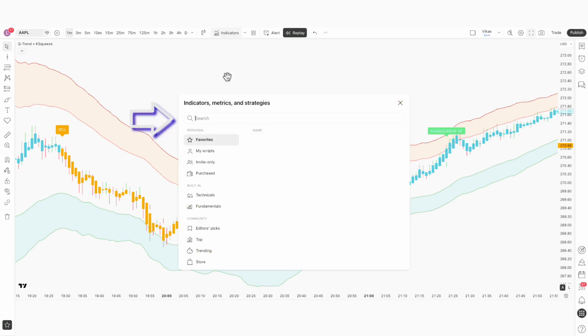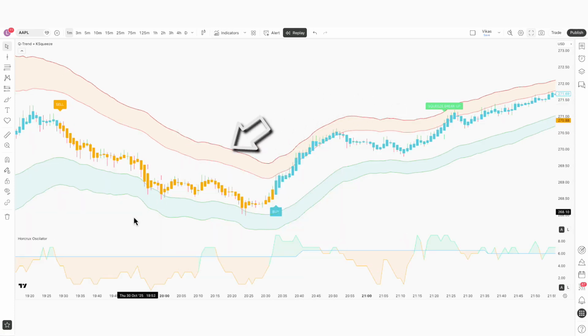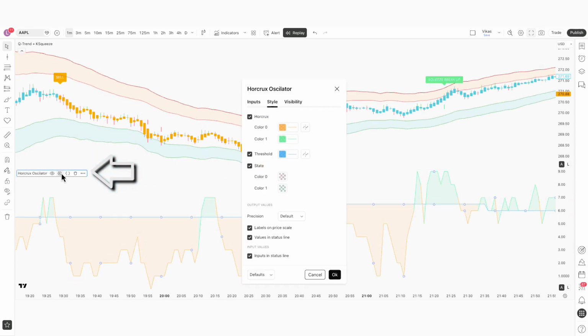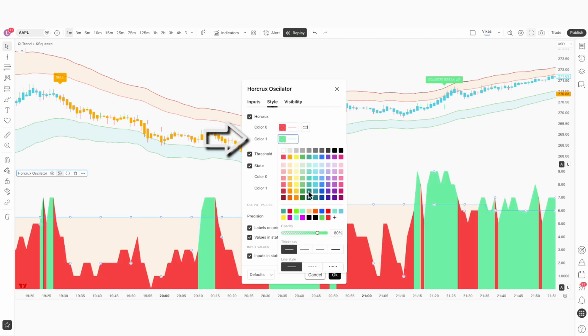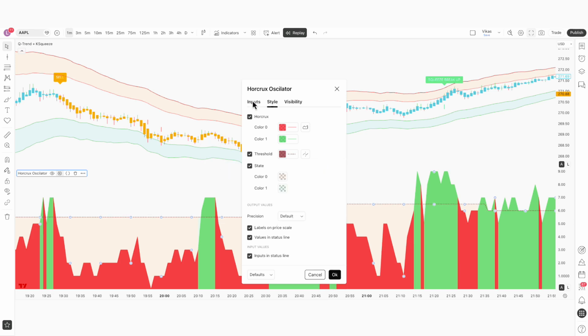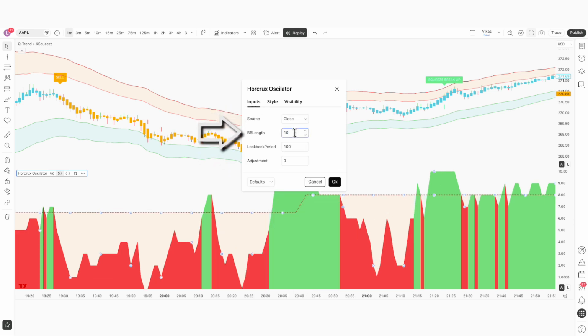Let's go to the Indicator Search tab, search Horcrux Oscillator, and select this one called Horcrux Oscillator, created by Trend Oscope. Now let's access the settings of this indicator so we can modify it to suit our strategy. We have changed Horcrux line to area, then changed color 0 and 1, then changed the threshold color, then changed source high to close, then changed BB length 20 to 10, and here everything is fine after that.